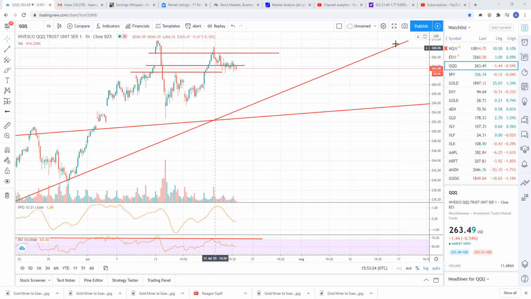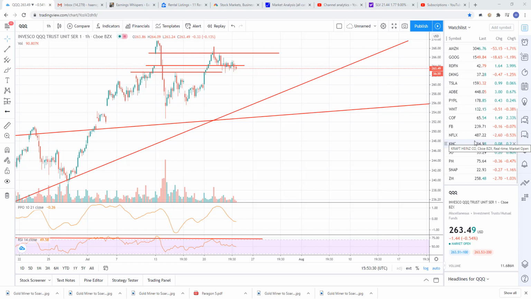A way to play that would be something like DUST. DUST is a 3-times leveraged gold miner bear fund, and it's just short-term stuff. Longer term, I'm completely bullish on the miners, bullish on gold. I'm just looking for short-term to intermediate-term plays.